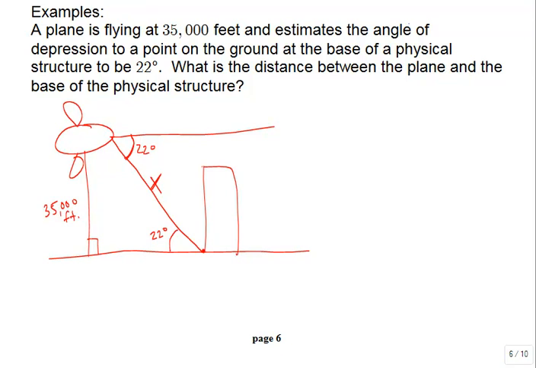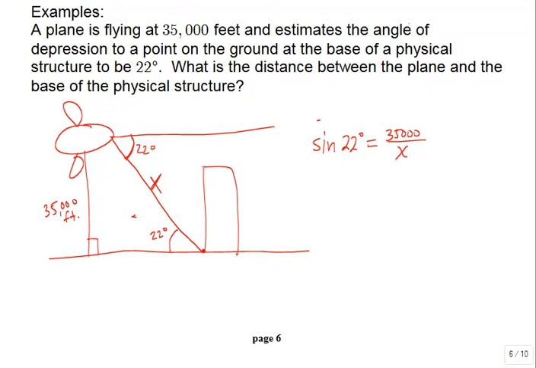All right, take a look at our picture. If I'm using this 22 degrees, what sides do I know in relation to that 22 degrees? I know that I have the opposite side, which is this 35,000, and we're looking to find this hypotenuse x. So which trig function deals with opposite and hypotenuse? Well, that would be sine. So according to my right triangle trig, and I'm using right triangle trig because I have a right triangle, I have this right angle, sine of 22 degrees is equal to the opposite side, which is this 35,000, divided by the hypotenuse, which is our x.